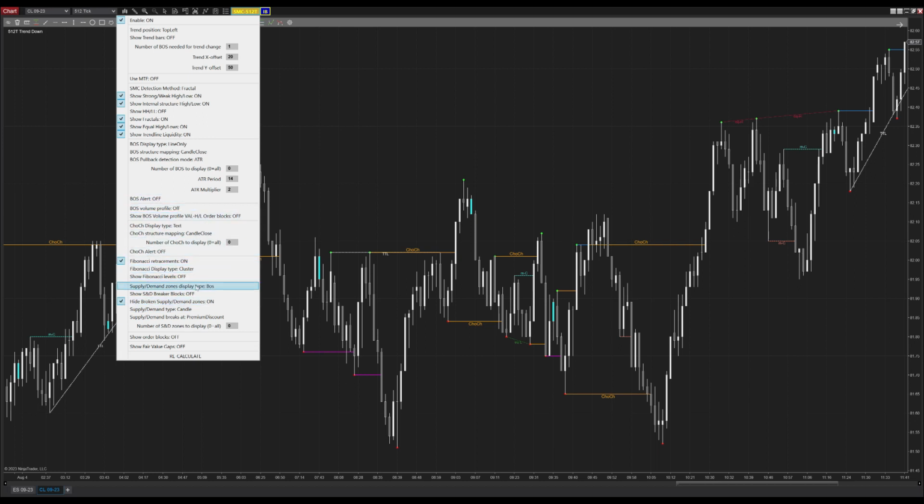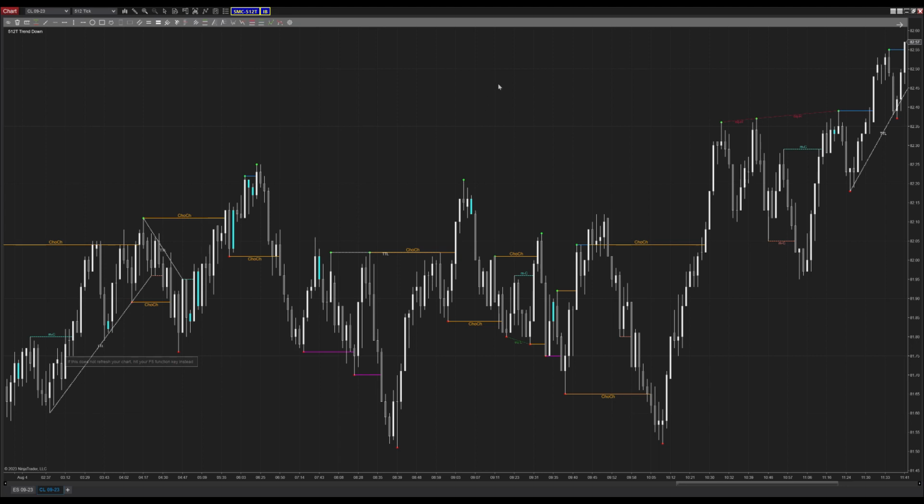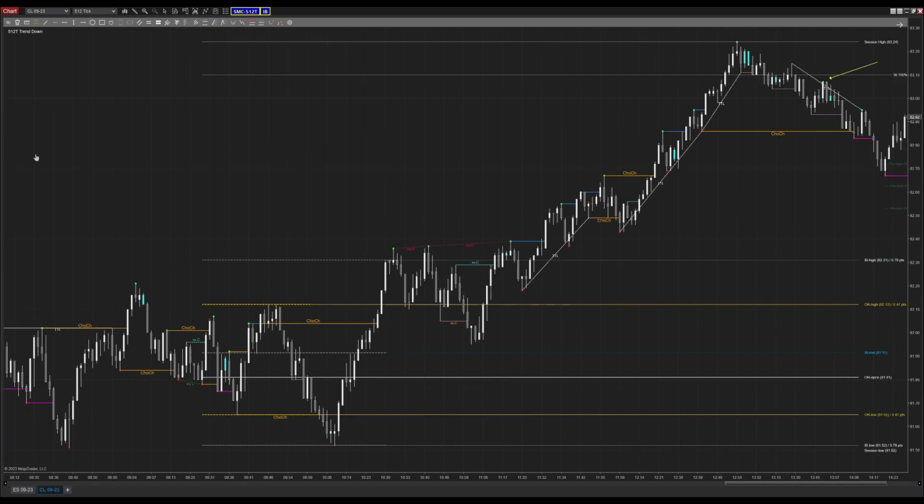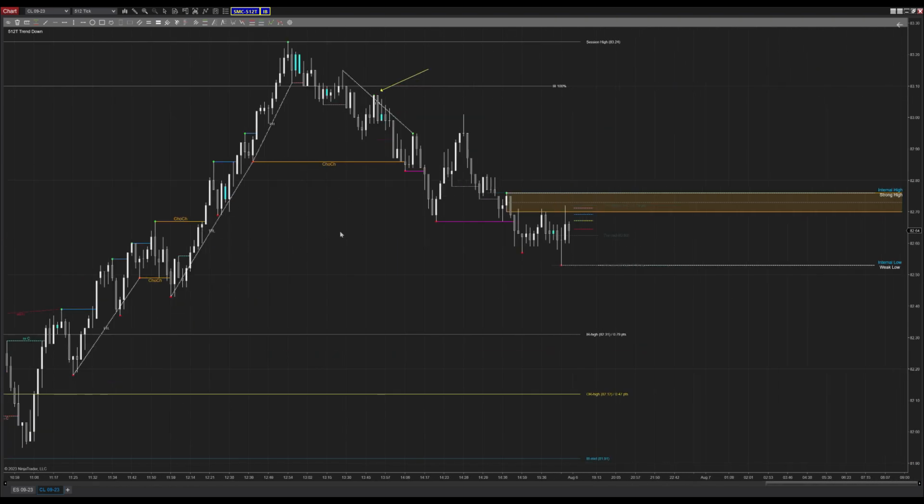So for supply and demand zones, as I have it currently set, I have this set to only look for supply or demand that are attached to breaks of structure. Now, it can be on changes of character, it can be on both, but I think the default will come as a break of structure, and that's a good starting point. So if I turn those on and then recalculate, pretty much everything else has already been taken out. As I have it currently, this is the only one that's active. This was supply right at the end of the day.